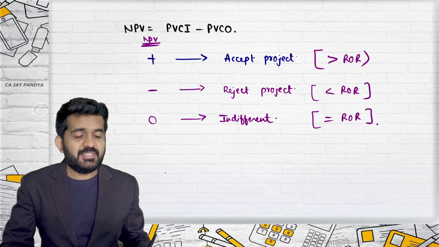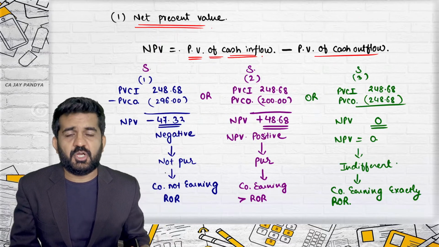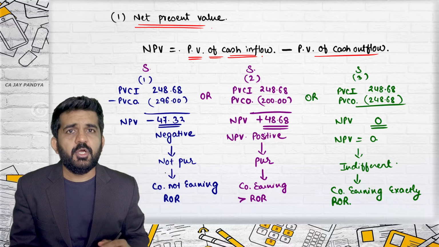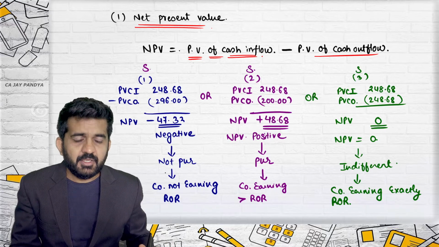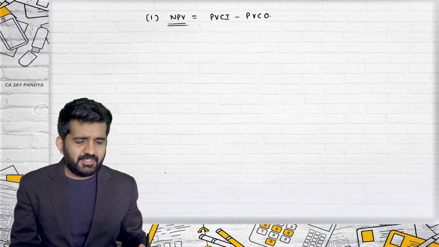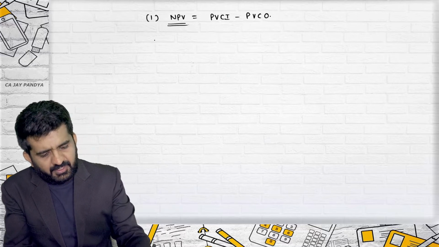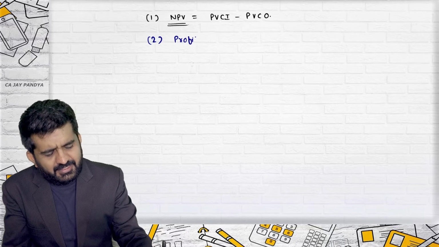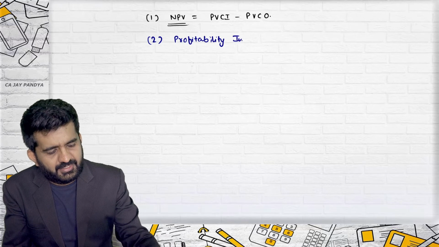What was our basic question? This, right? And we have taken three situations out of it. We found out net present value, and in each scenario we understood whether we should accept the project, reject the project, or whether we are indifferent. Let us go to method number 2, which is equally related to method number 1, which is profitability index.